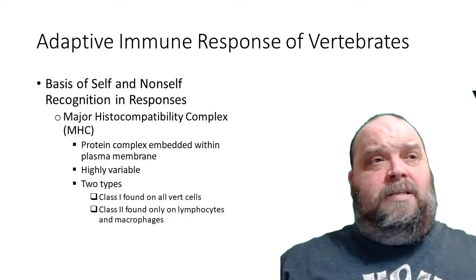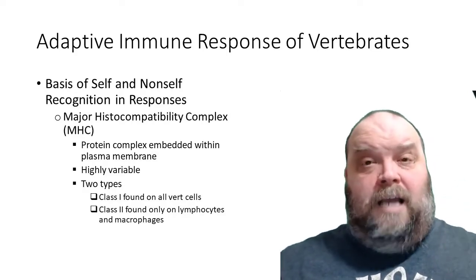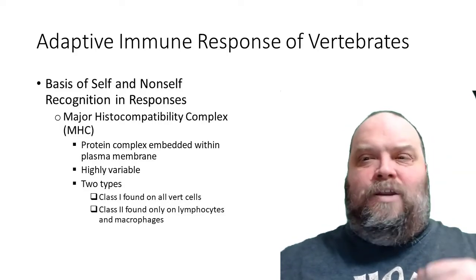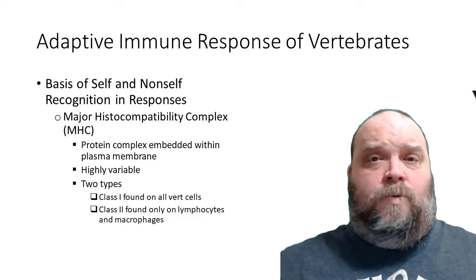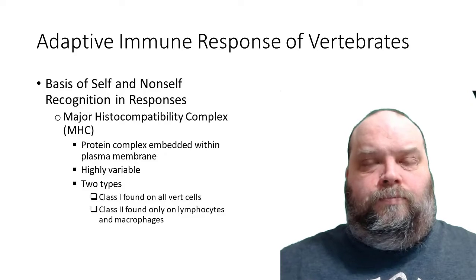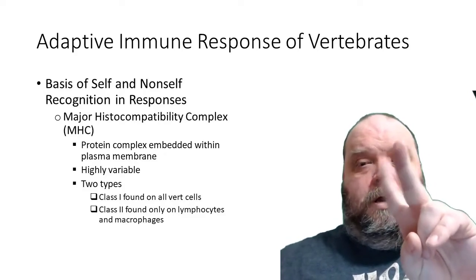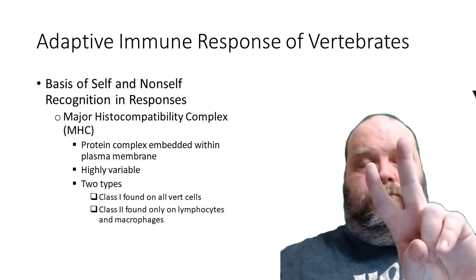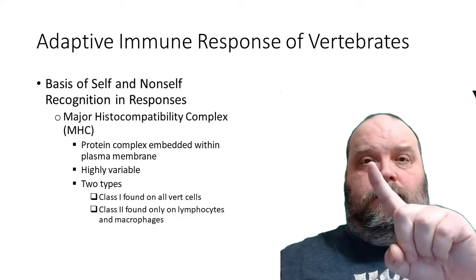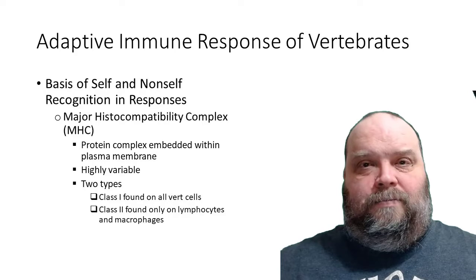If it's self, that means those cells there are healthy. There's nothing going wrong around them. If it's not self, it's going to start a whole cascade, a whole new type of response that we call inflammation, and we'll talk about that in a later lecture. Now, it turns out there are two types of major histocompatibility complexes. Type 1, this MHC, is going to be found on every cell of your body.